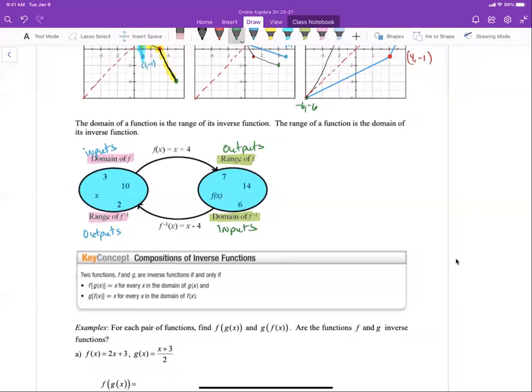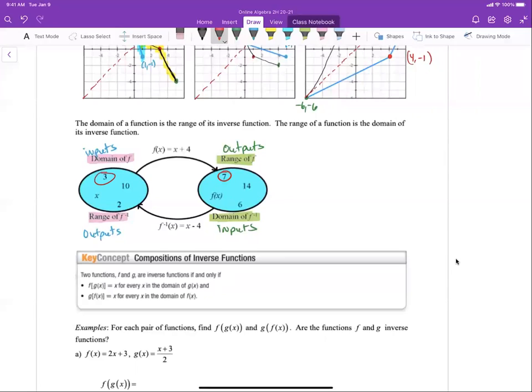Okay, so if we look at this equation, f of x is equal to x plus 4. If I have an input of 3, I get an output of 7. And my inverse function takes that input of 7 and gets an output of 3.